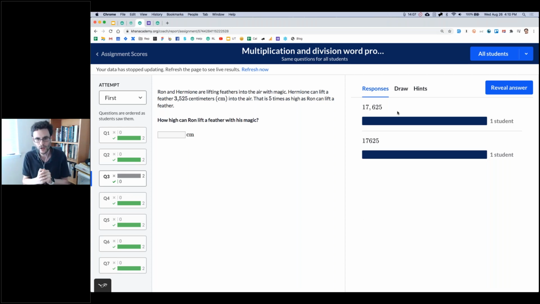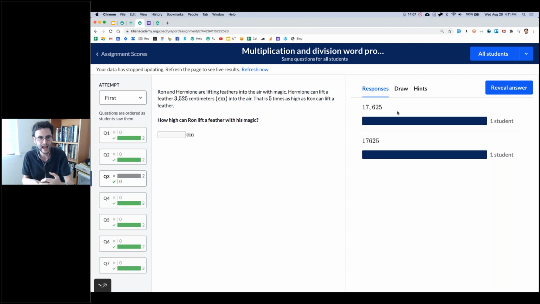So let's look at this question together, class. We talked about Ron and Hermione from one of our favorite books, and they're using their new magic skills from Hogwarts to lift feathers into the air. Now, Hermione, the problem tells us, can lift a feather 3,525 centimeters into the air. Not too shabby. She knows her stuff. However, it's really impressive because that is 5 times as high as Ron can lift his feather. And so our question is, how high can Ron lift a feather with his magic?